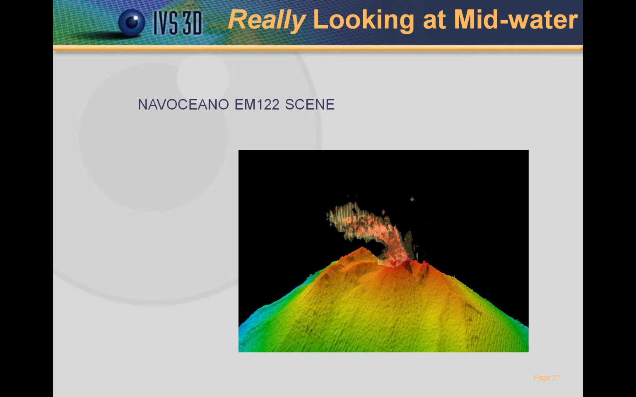This is rather interesting data. This is a deep sea volcano. It was EM122 data done by NavOceano. And we have the bathymetry with the plume, and really interesting data because they did several passes over it, and you actually can see how the plume from the volcano spirals in the water column. It's really quite fascinating data.